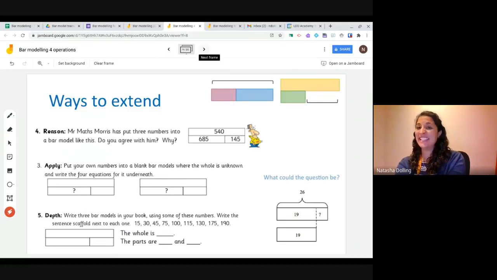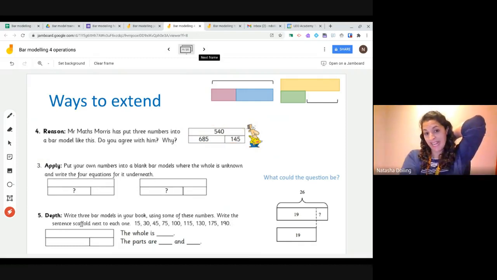Ways to extend these types of bar model with addition and subtraction. I've just got a character here, but you can put whoever you like. Mr. Mass Morris has put these three numbers into a bar model. Do you agree with him? So what's really nice about questions like this is you can either get them to change just one of the numbers, or you get them to just swap the numbers around.